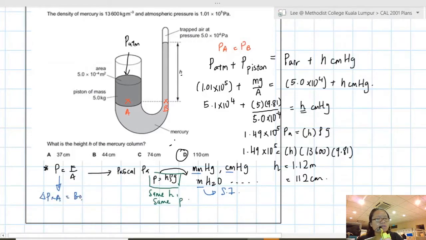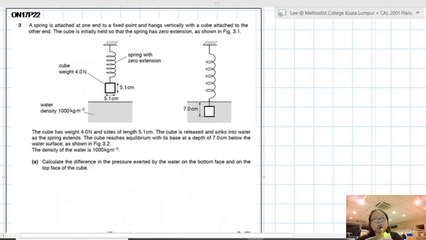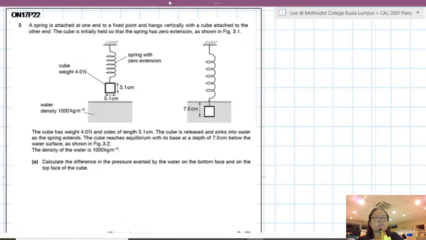And if different depth, then you have a pressure difference. The pressure difference causes your buoyant force or your upthrust. Okay, and we can calculate upthrust using V rho g. And upthrust is also equal to the weight of the water displaced. So this is the final question for the video.